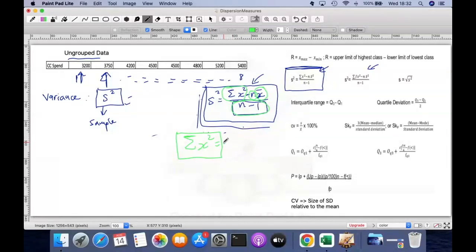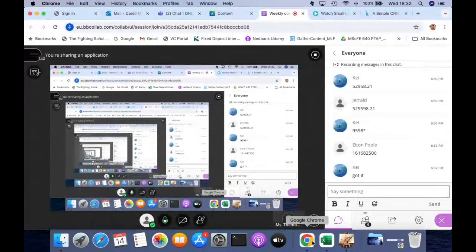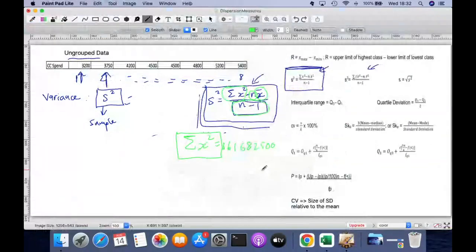Write down 161,682,500. If anyone didn't get that, you can let me know in the chat, but everyone should have got the same thing since we captured the same data. Fantastic. Very good. We're all on the same page. So that's our sum x squared.